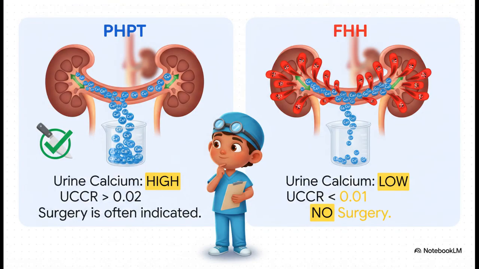Okay, so let's say your PTH comes back high. You're not done yet. You have one more critical step, and that's telling the difference between primary hyperparathyroidism and a benign genetic condition called FHH. And the key test for that is the urine calcium to creatinine clearance ratio. In FHH, the kidneys are just holding on to way too much calcium, so that ratio is going to be super low, less than 0.01.